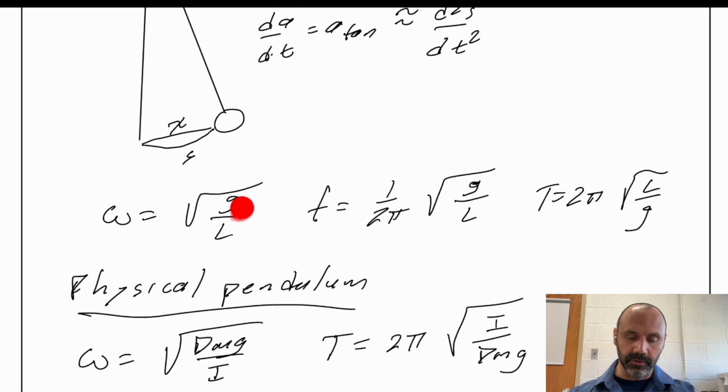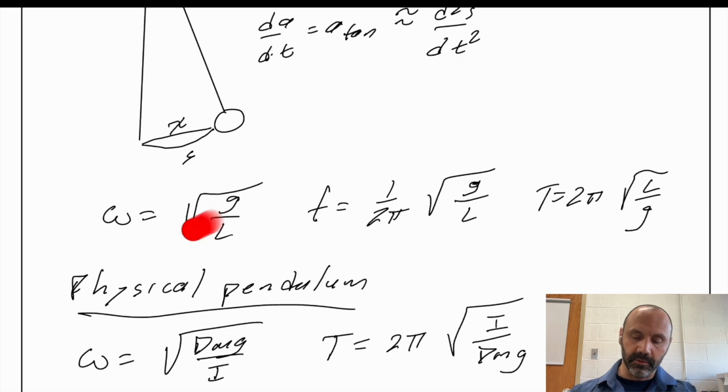Omega equals root g over L. Again, to remember the units here, I think like omega, well, what is that, right? It's radians per second. So what do you have to do with g and L? G is the acceleration due to gravity, right? Meters per second squared. What do you have to do with this to get 1 over seconds on the bottom, right? Your seconds on the bottom.